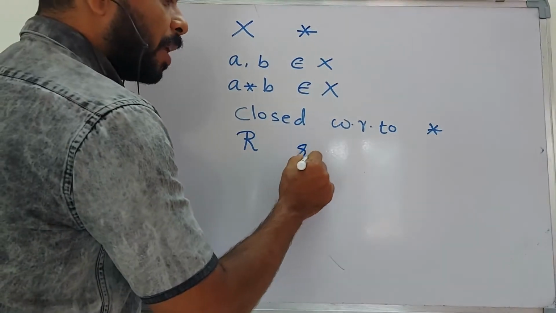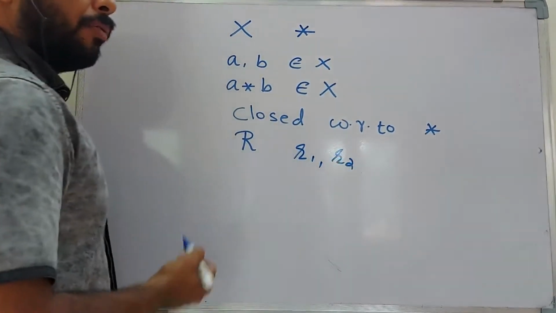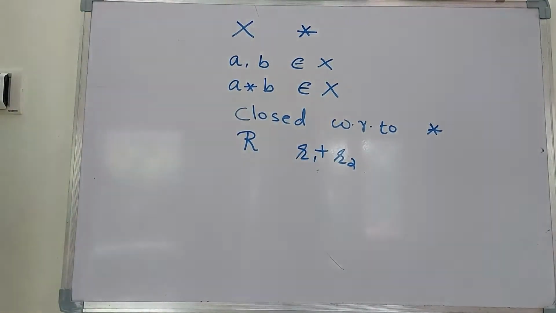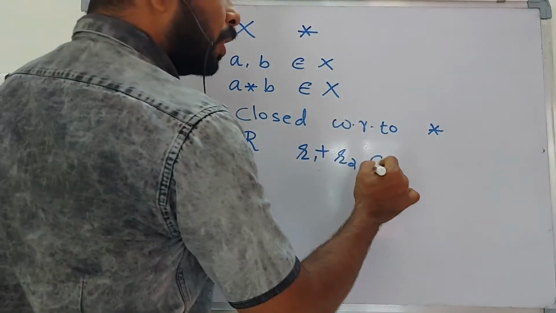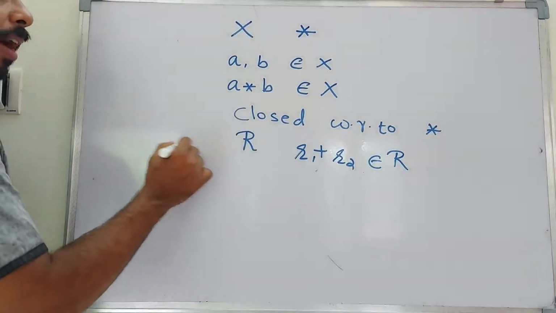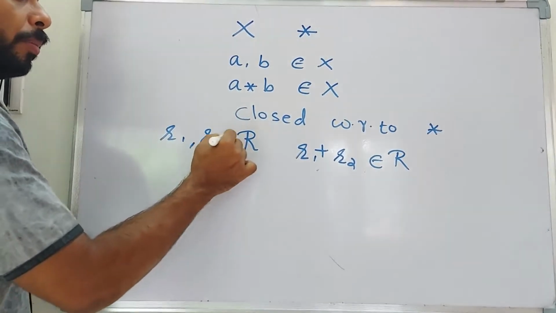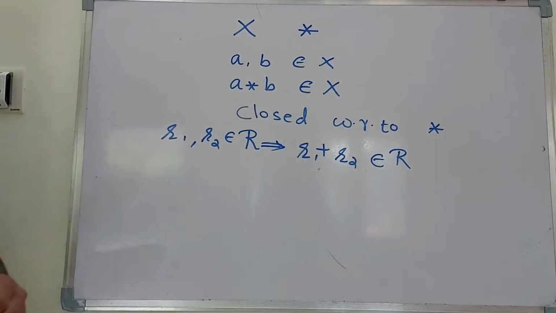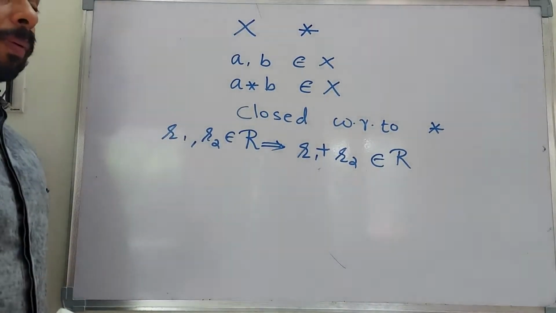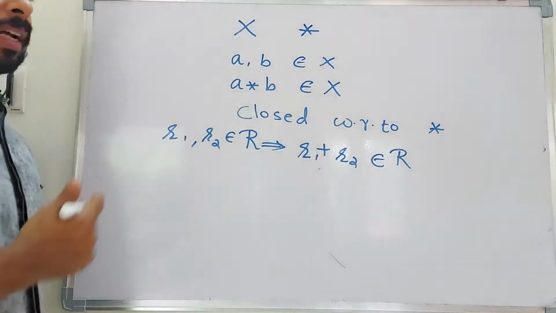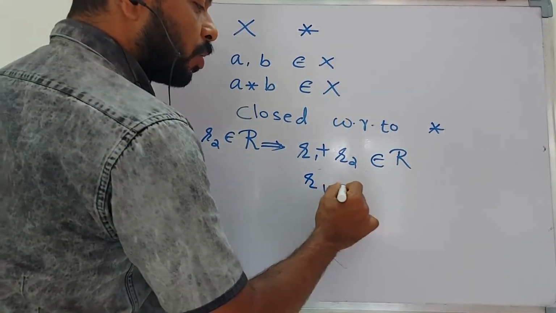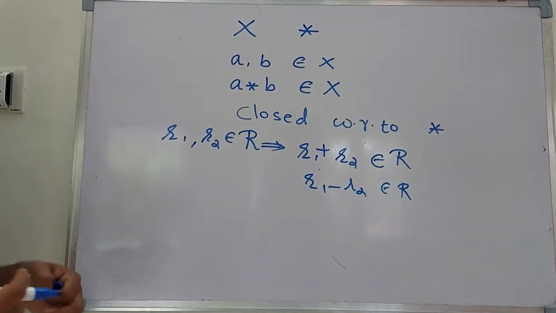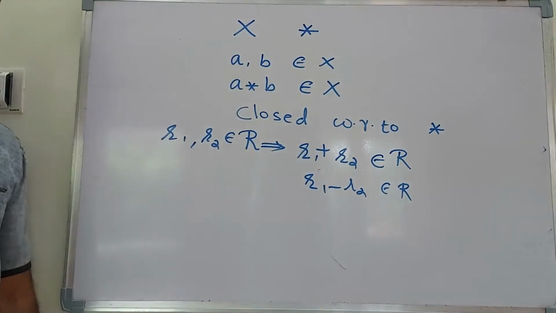For any two real numbers R1 and R2, we define the usual addition as the operation R1 plus R2. Then R1 plus R2 is also a real number. That is, if R1 and R2 belong to R, then R1 plus R2 also belongs to R. Therefore, addition of real numbers is a binary operation on the set of real numbers. Similarly, subtraction is also a binary operation on the set of real numbers. Since R1 and R2 are real numbers, R1 minus R2 is also a real number.